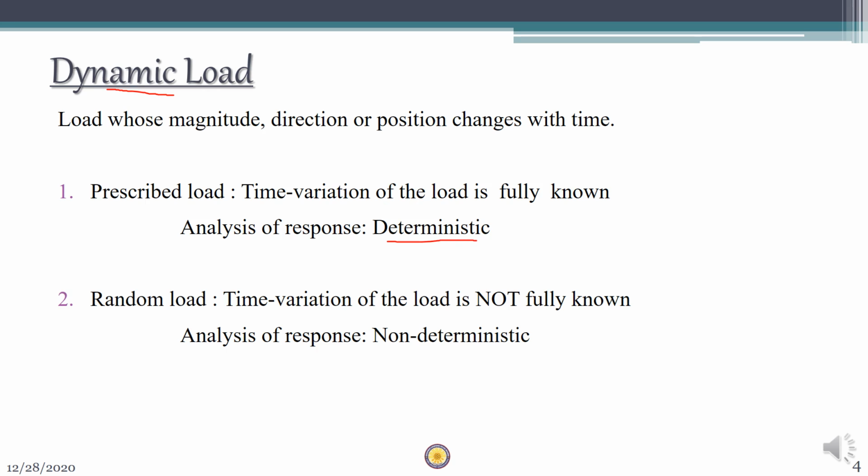A random load is one where beforehand we do not know how the load is going to vary with respect to time, for example an earthquake. We cannot predetermine how much intensity of load will come at a given second once the earthquake has started. So that is a random load, and in such cases we have to go for stochastic analysis, or non-deterministic analysis.